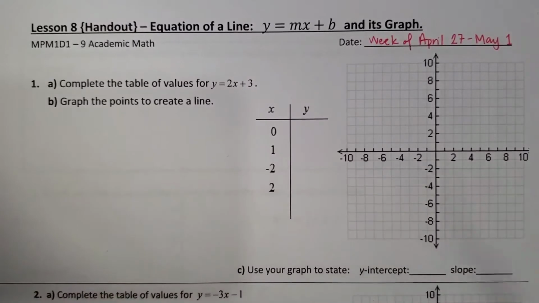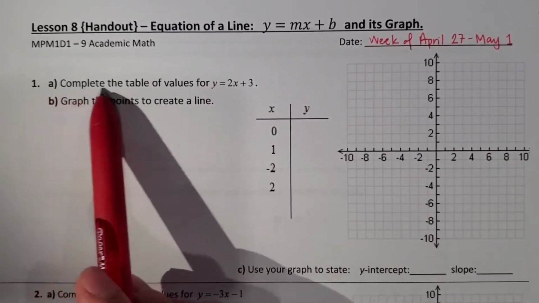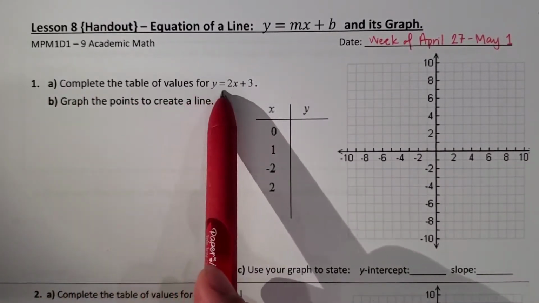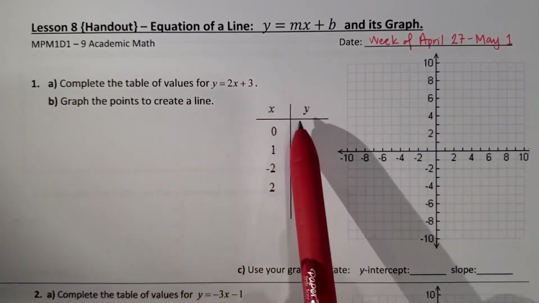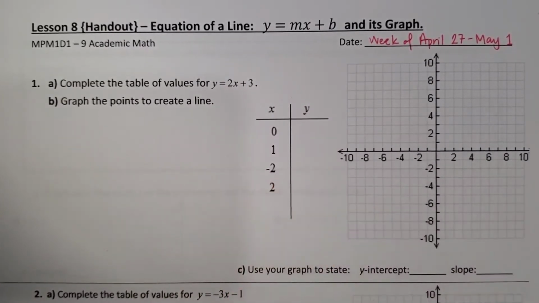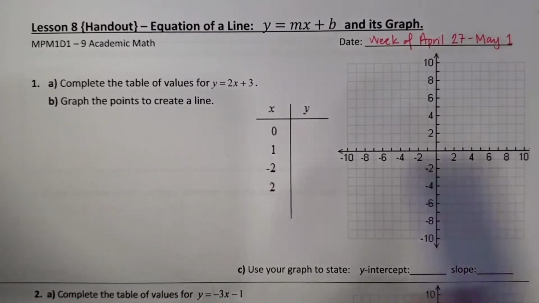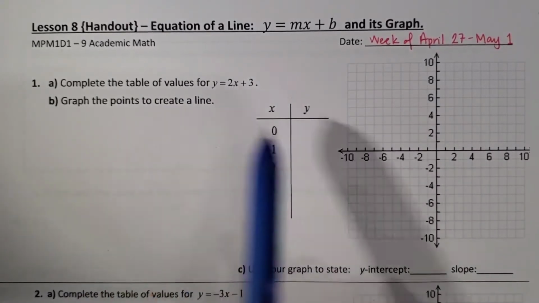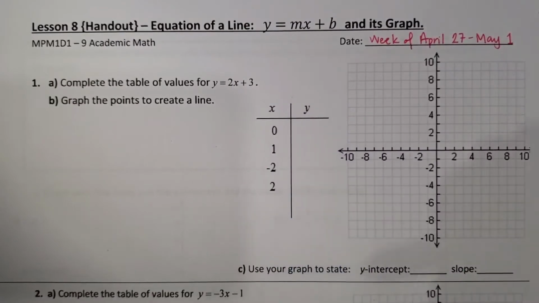So number 1a, it says, complete the table of values for y is equal to 2x plus 3. So this is the table of values. We're going to complete what's going on here. Okay, so you can show your work in this space here in order to fill out the table.